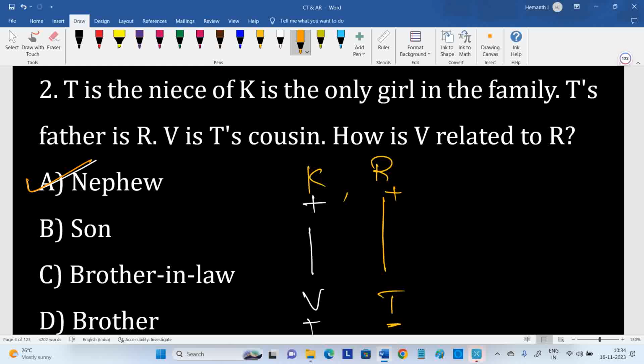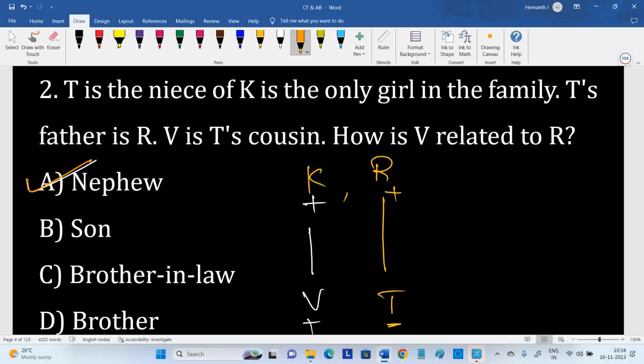So the question is T is the niece of K. You have to know the terminologies. What is niece? What is nephew? If you are not yet done with the blood relation video, please complete that. Niece means your sibling's daughter, your brother-in-law's daughter, or your sister-in-law's daughter. Nephew means the same thing, but son: your sibling's son is called nephew.